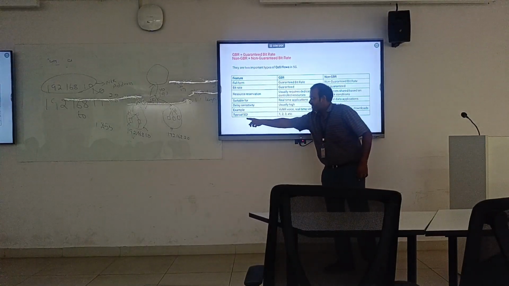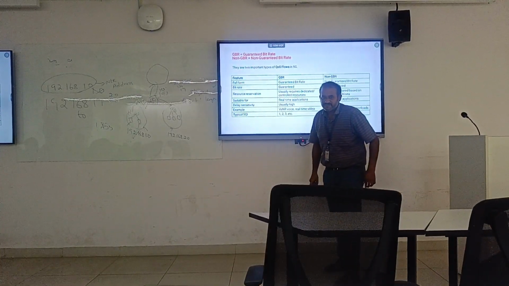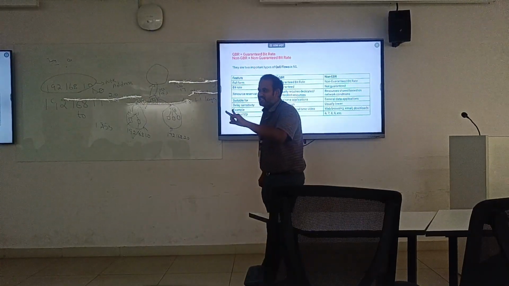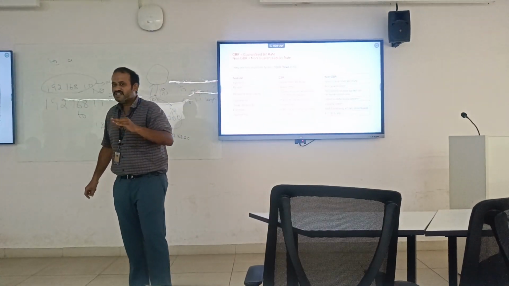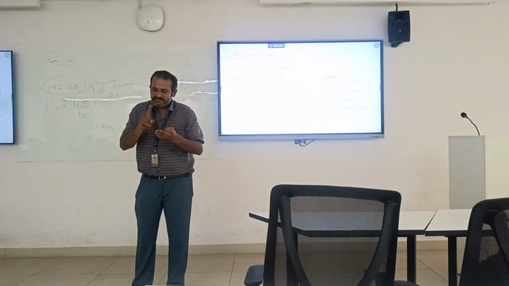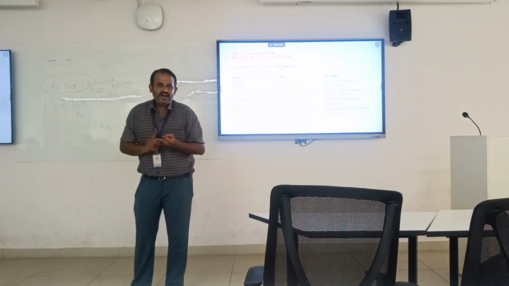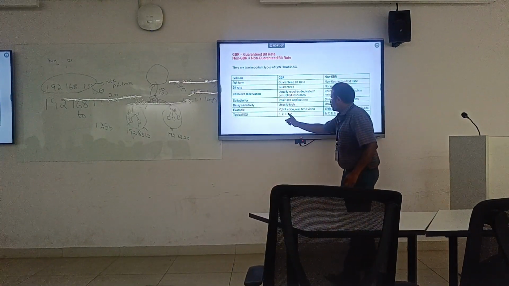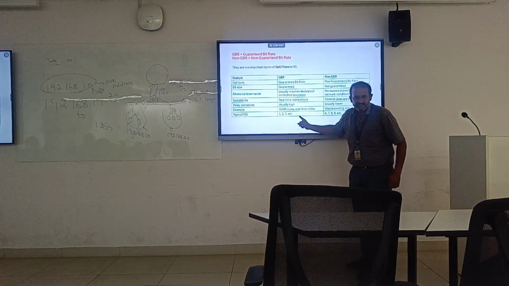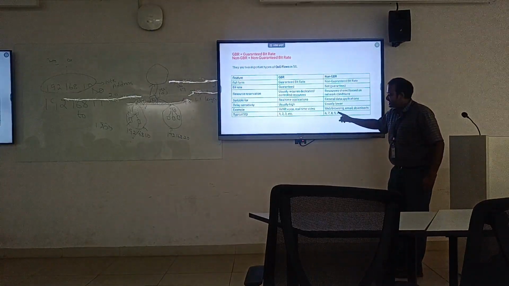The final one is the typical 5QI. What is 5QI? The 5G QoS identifier. What will this identifier do? It identifies what type of QoS it is. For GBR you have 1, 2, 3, 4 and 5, and for non-GBR, 6, 7, 8, 9, etc.